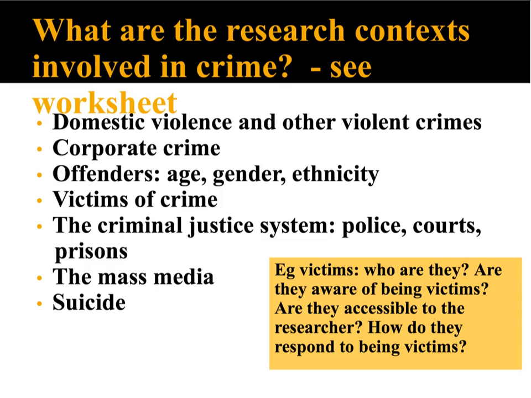So domestic violence and other types of violent crimes, corporate crime, offenders by age, gender, ethnicity and class, victims of crime, the criminal justice system, such as the police, courts and prisons, investigating the mass media, and suicide. So, for example, when you're thinking about victims, like who are they? Are they aware they're victims? Can you get access to particular victims of particular types of crime? And how do they respond to being victims? And is it different for different social groups?